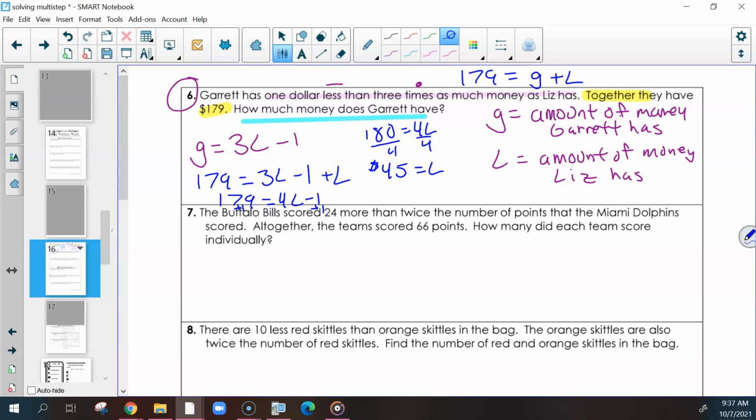So your unit here would be dollars. But it didn't ask us to find Liz's amount, it asked us to find Garrett. So we have to put that back in and see what that would be. So 3 times 45 minus 1. What did we get for Garrett? 3 times 45 is 135. 135 minus 1 is... So with these types of problems, you kind of have to think about it as one problem, putting it into another.